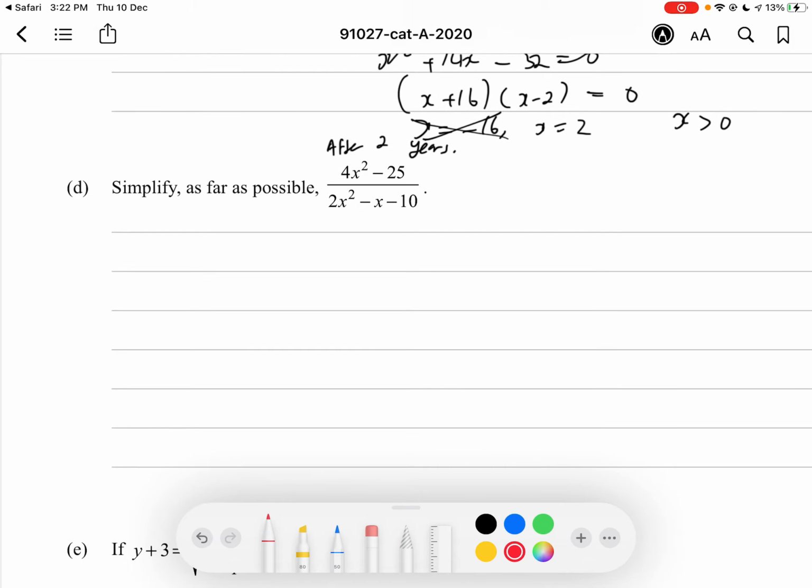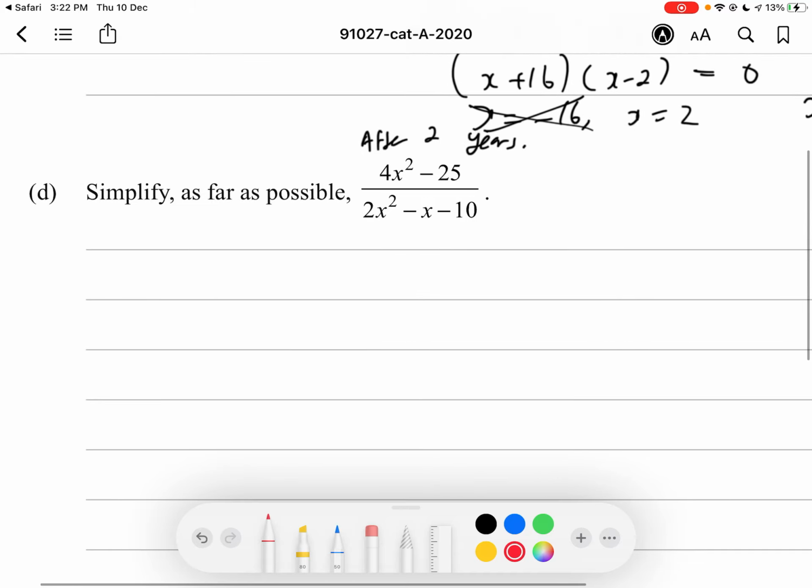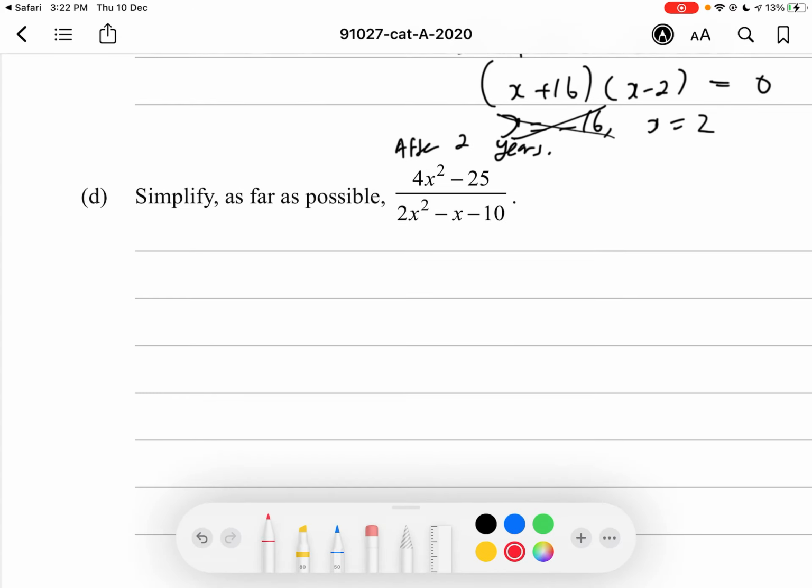Simplify as far as possible: 4 times x squared minus 25, divided by 2x squared minus x minus 10. For the top part here, we see that there's no x term. So this means it's a perfect square. So we're going to have 2x plus 5 and 2x minus 5. Sorry, what am I saying? It's not a perfect square, it's a difference of two squares.